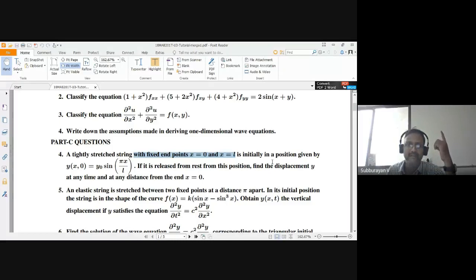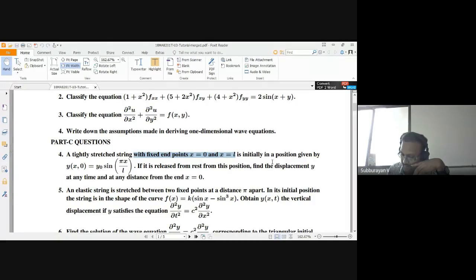So only b naught is there, no? Oh, sorry, only y naught is there. We have only b1. Hence, the solution will be, please note it down: y naught into sine pi x by L into cos pi ct divided by L. This is the required solution.